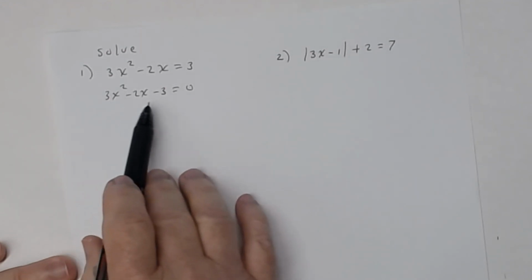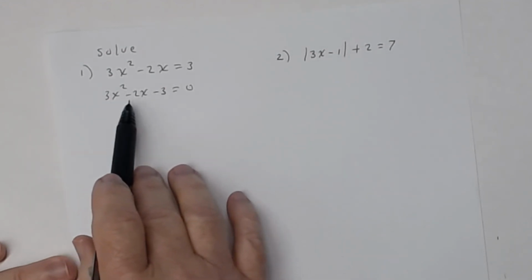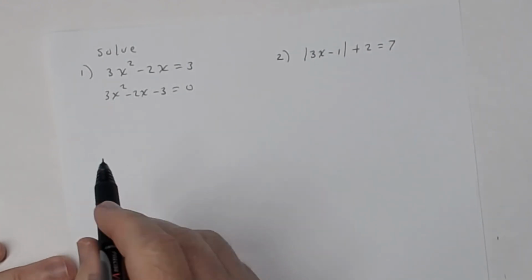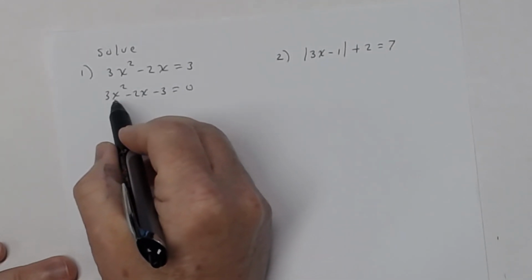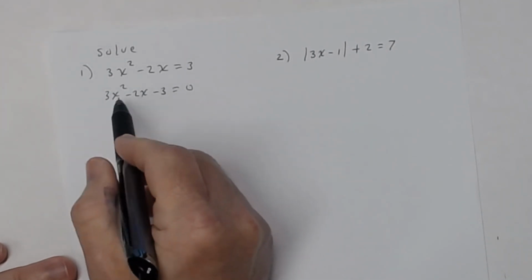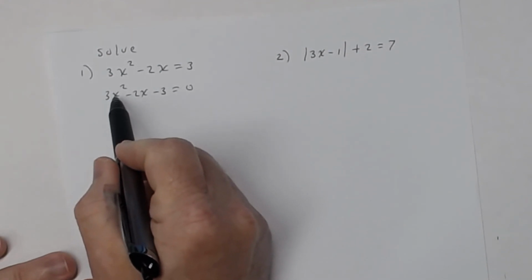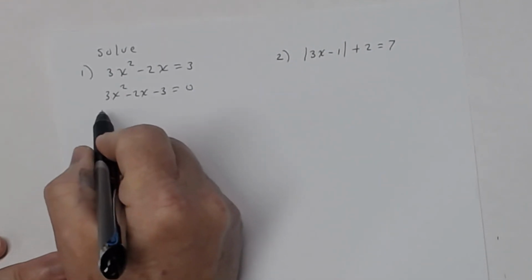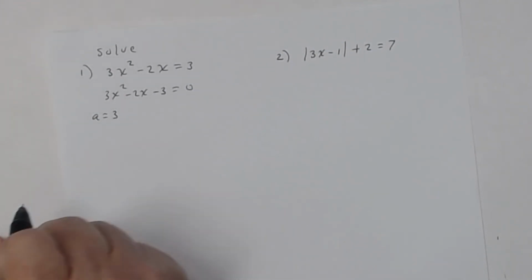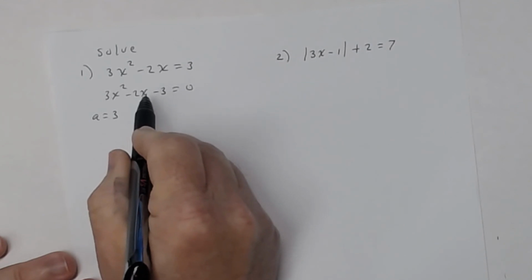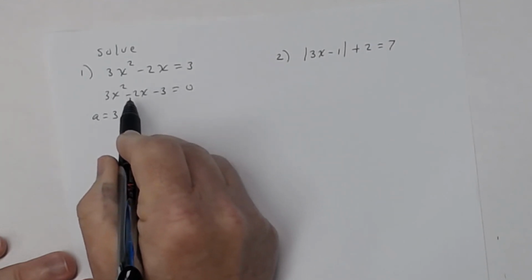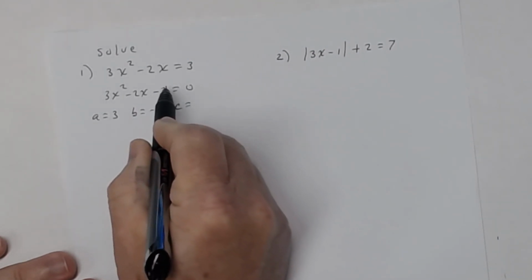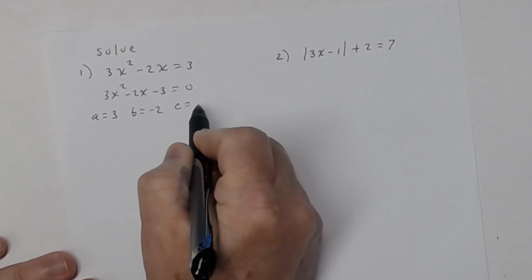We're going to go ahead and use the quadratic formula. This quadratic equation is not factorable over the integers. So we're just going to go ahead and use the quadratic formula. And so to do that, we need to make sure we label A, B, and C correctly. So remember, A is the coefficient of x squared. So in this case, A is 3. B is the coefficient of x, which in this case is a negative 2. So B is negative 2. And C is your constant, which is a negative 3.